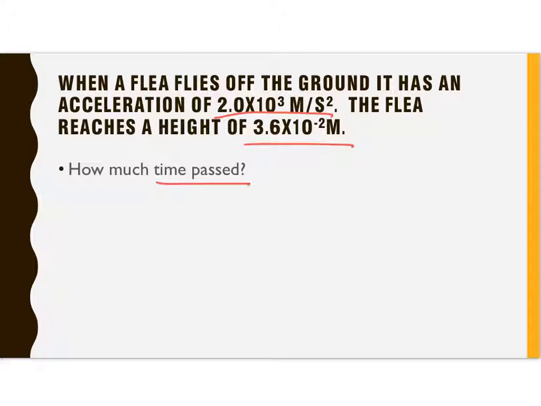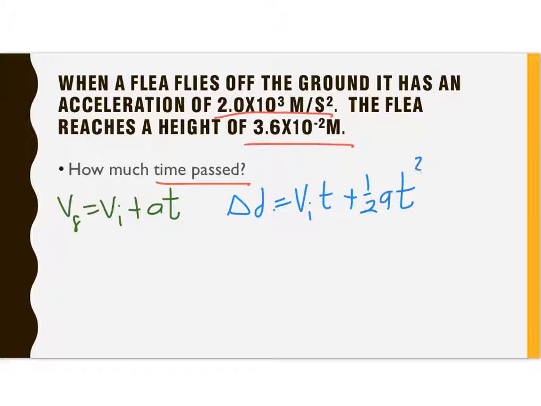This time I want to know how much time has passed. Now the interesting thing here is that there are two different equations we could use. We could use the equation Vf equals Vi plus at, because we know Vf, we know Vi, we know a, and we could solve for t that way. We can also use delta d equals Vi t plus 1/2 a t squared. Either one of these equations would work, but I personally would say that this is a better choice.